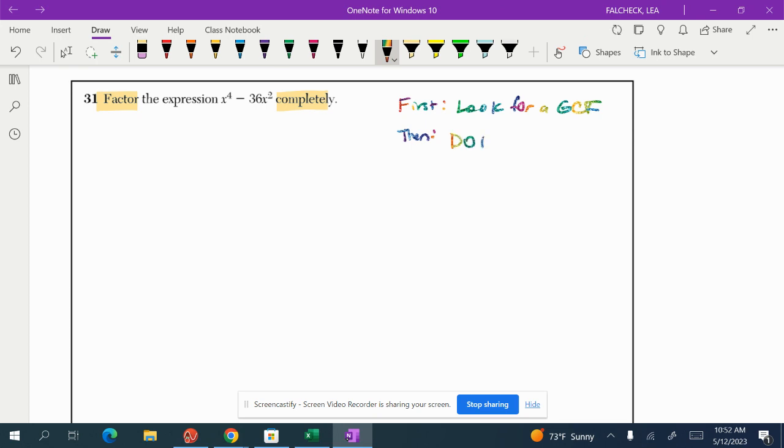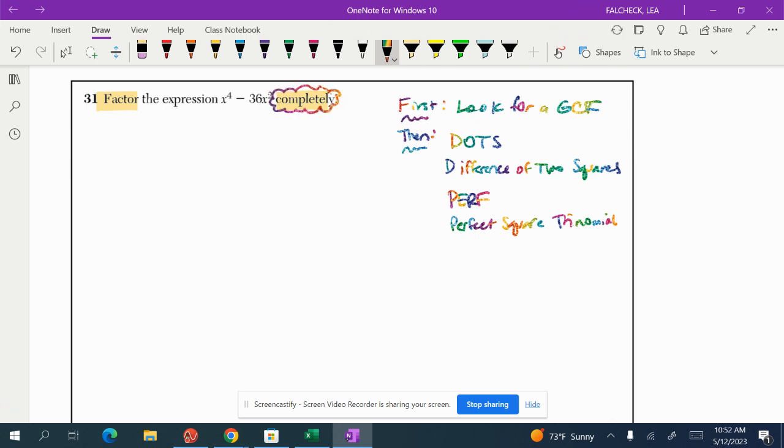Maybe a DOTS. Remember, that's the difference of two squares, or a PerF. That's when we have a perfect square trinomial. Or we may just have to factor like plain old factoring. Those are the things that we're really going to look for whenever we see factor completely. So first let's look for our GCF.